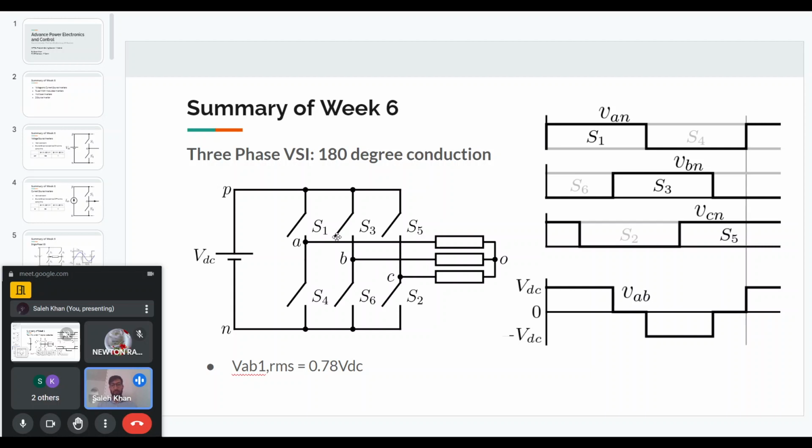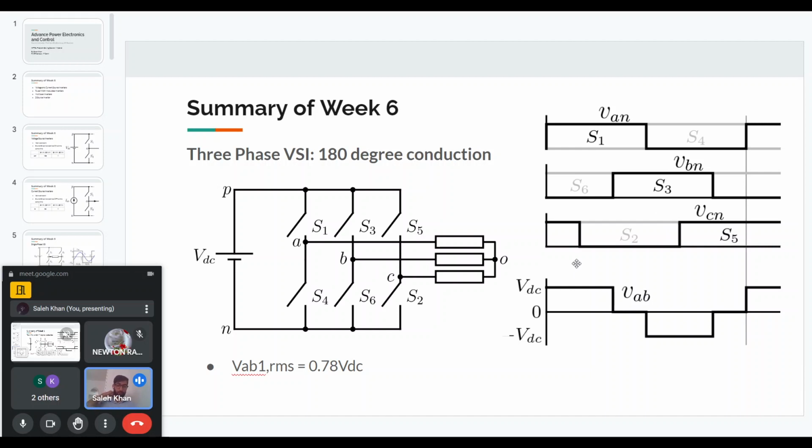If you see the voltage VAN, when S1 is on for the first half cycle, we will get plus VDC, and then when S4 is on, we will get 0. The trace I've shown in black is actually the VAN voltage. Similarly, VBN will be the same but shifted by 120 degrees, and VCN will be shifted again by 240 degrees, or 120 degrees from the VBN voltage.